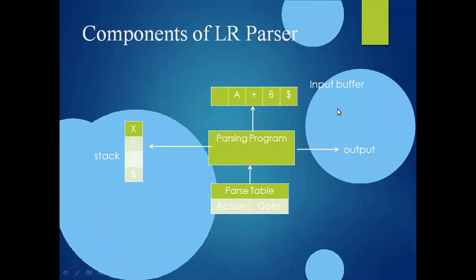Maybe we can shift, or maybe we can reduce, or maybe we can accept, which means successful parsing is done, and maybe we can show an error indicating syntactical errors, right? However, shifting means shifting with a state, reducing means reducing by the rule, and accepting means the parsing is done. And finally, indicating the error means a syntactical error. Right, is it clear to all of you?